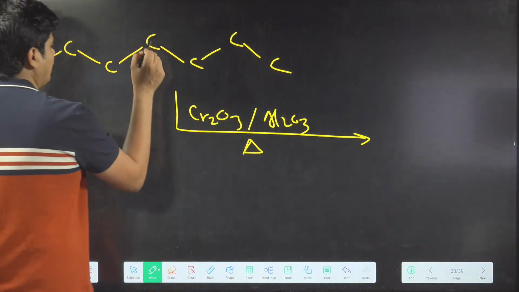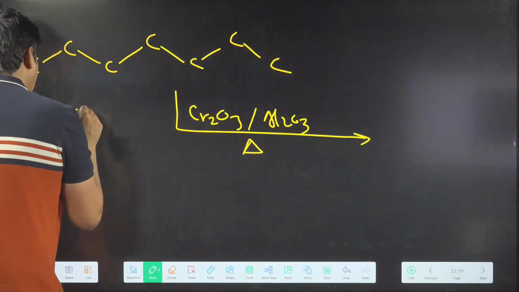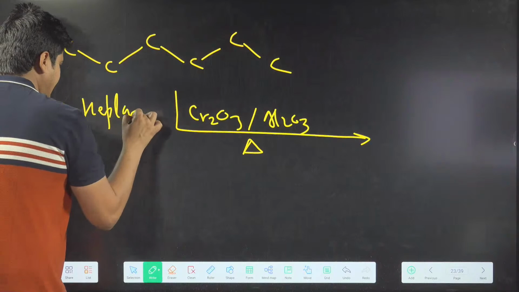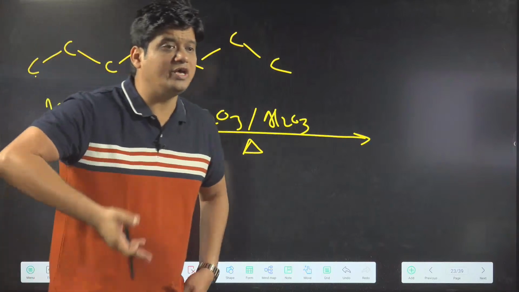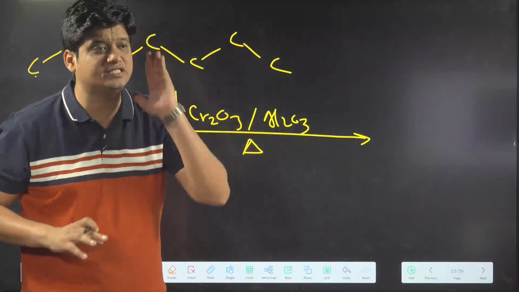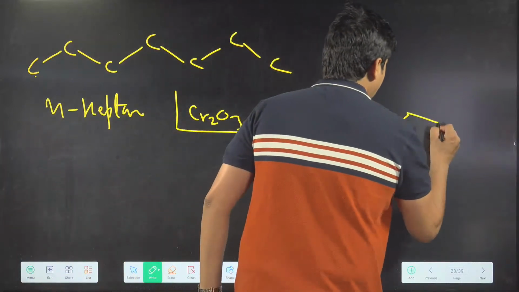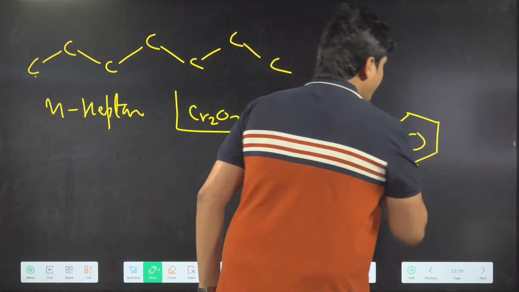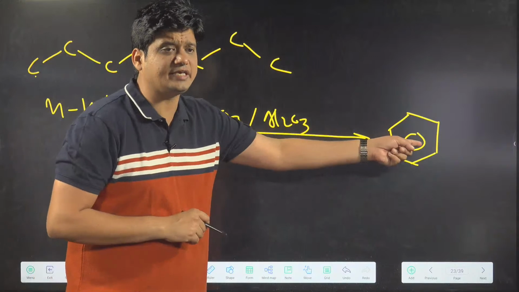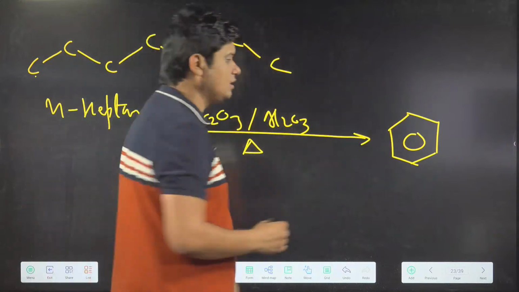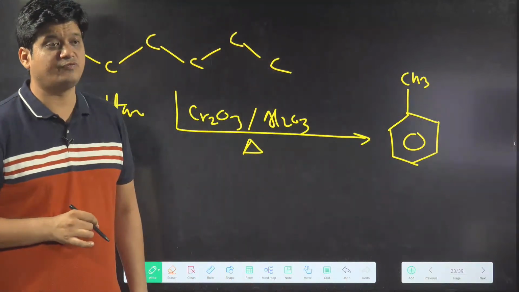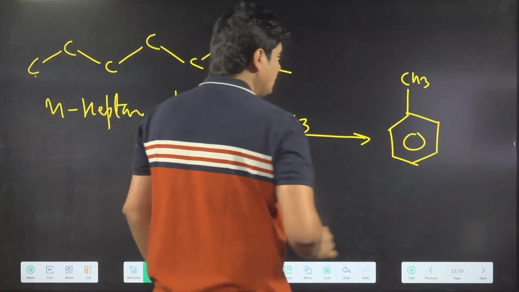How to identify the product? Normal heptane is given, 1, 2, 3, 4, 5, 6, 7. But we have to make a 6 carbon aromatic compound, that is benzene. But the total carbon count is 7, and benzene has only 6. One extra carbon is there. This is going to bind as CH3. Toluene is formed.